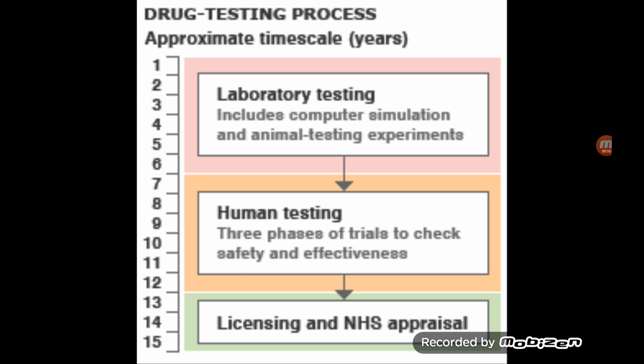Well, in order to make sure it's done safely, we want to make sure that we do everything we can before we actually give the drug to humans. So how does that work? Well, you can see here that first of all, we have laboratory testing, and that is where we put the drugs onto tissues and cells of humans, and we use computer simulations.